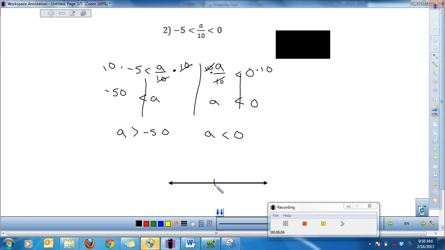I'm going to go ahead and graph these two. I have a 0 and a negative 50. I need an open dot on negative 50, and it's greater than, so I'm going to shade this way. I need an open dot on 0. It's less than, so I'm going to show it this way. So I should shade the middle. And you should notice that this is an AND inequality.